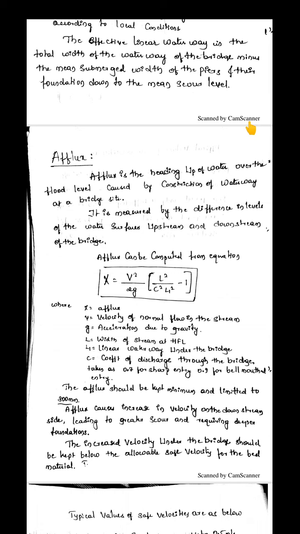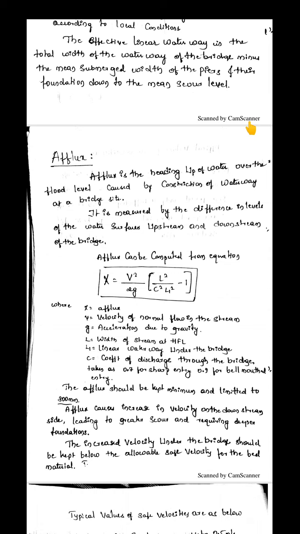Afflux is the difference in level between the water surface at the upstream and the downstream of the bridge. Afflux can also be computed with the equation x = (v²/2g)((L/(C·L1))² − 1).